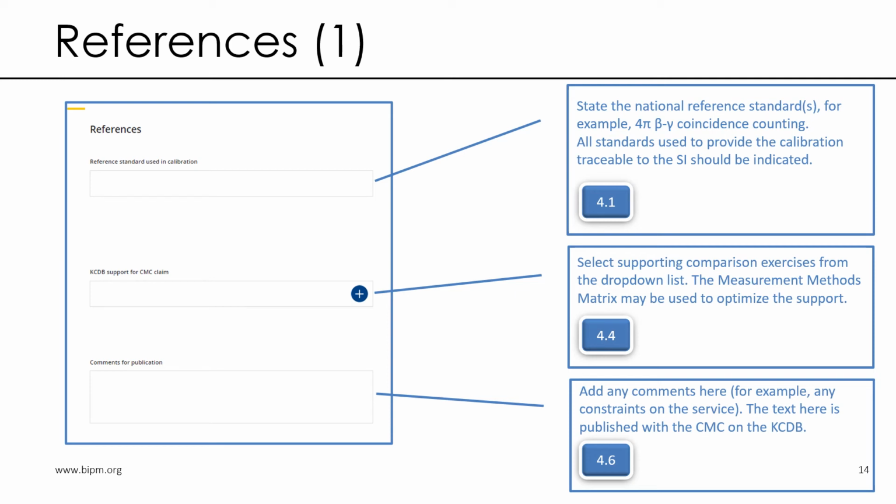You should tell the reviewer about the comparison exercises to support the claim. If you click on the plus sign, you'll get a drop-down list and you select the relevant comparison exercise from the list that appears. You can use, of course, the measurement methods matrix to provide support from a comparison using another radionuclide. And in the bottom part of this section, you can add any comments here. For example, any constraints that there may be on the service, when it's available through the year or something like that. The text in that part is published with the CMC on the key comparison database.